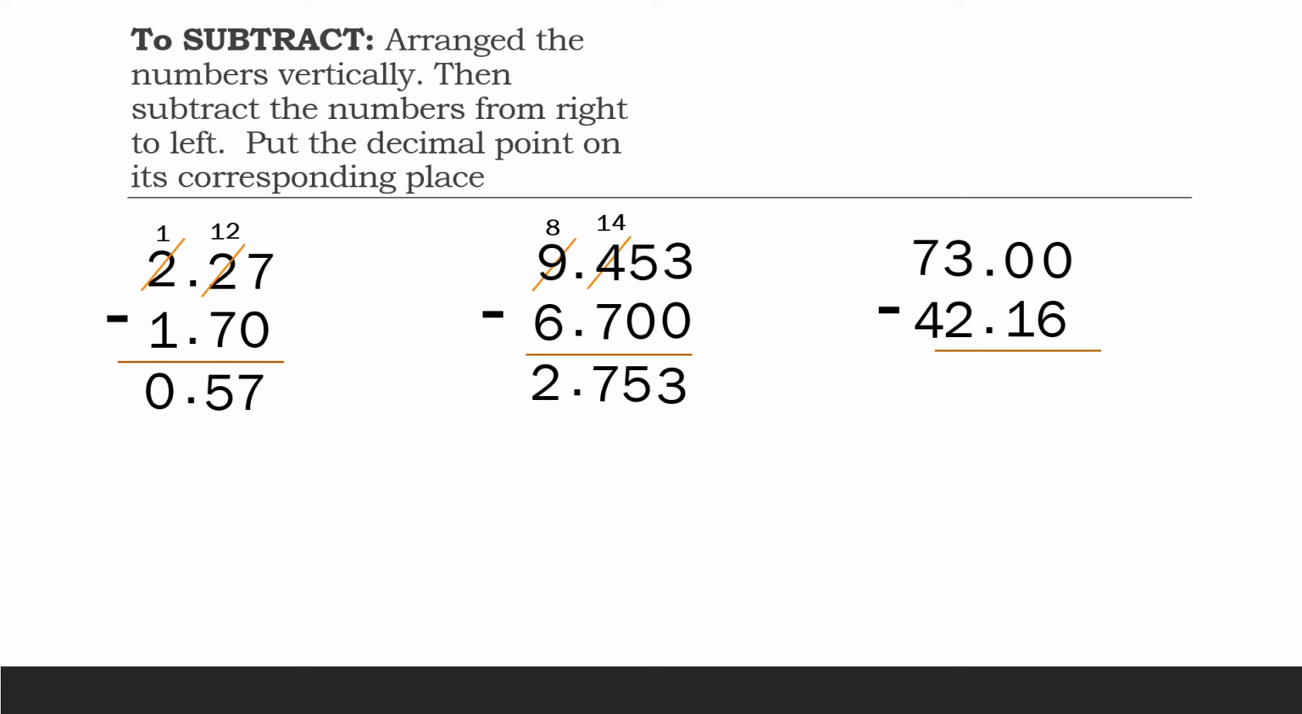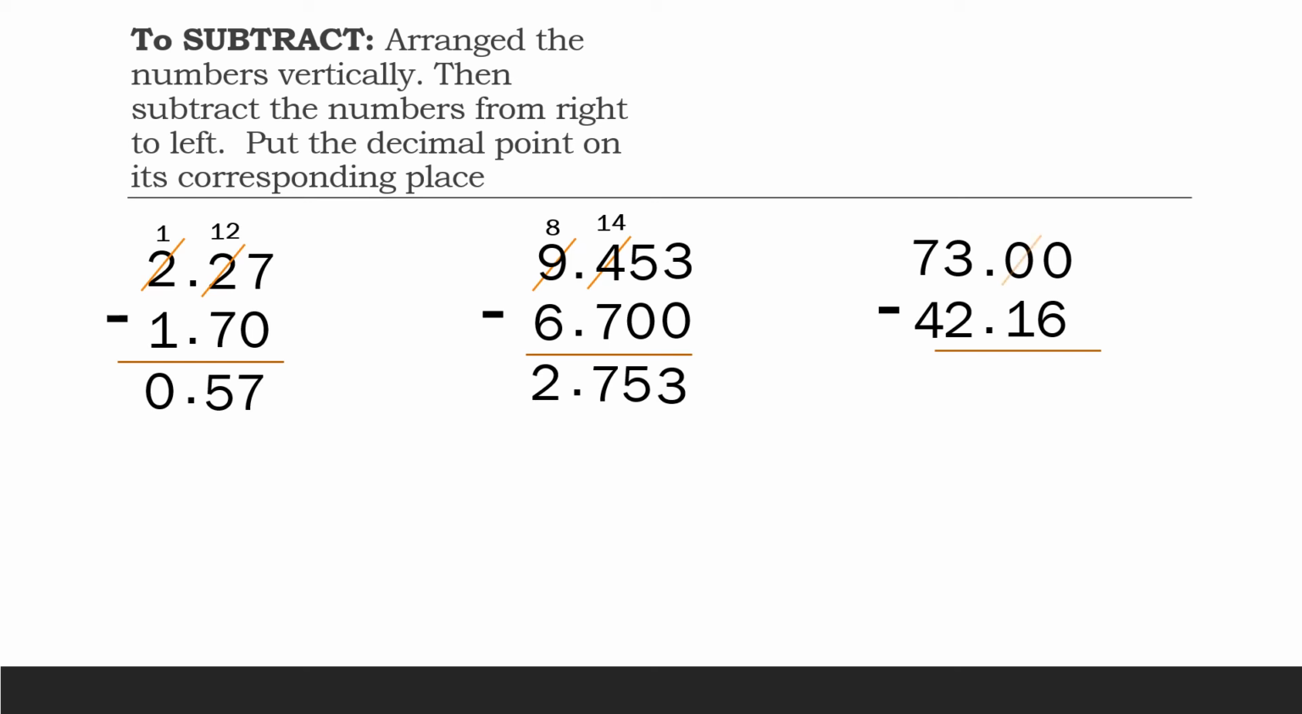So, let's proceed sa pangatlo nating example. So, we have 73 minus 42 and 1600. So, kung mapapansin nyo, whole number yung ating minuend. Tapos, yung ating subtrahend, mayroon tayong decimals. So, 0 minus 6. So, again, we cannot subtract 6 from 0. Hindi rin natin siya pwedeng ibaba lang yung 6.